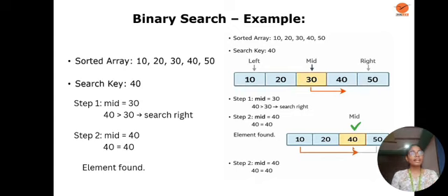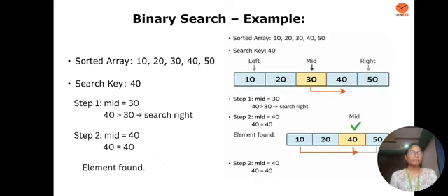So for better understanding, let us see the binary search with an example. We entered a sorted array in ascending order: 10, 20, 30, 40, 50. We have to search the key element 40. To find the mid value, the formula is low plus high by 2. So low equals to 0, high equals to n minus 1. Here the size of the array is 5. So n minus 1, 5 minus 1 is 4. So 0 plus 4 by 2. We get the mid value at position 2.